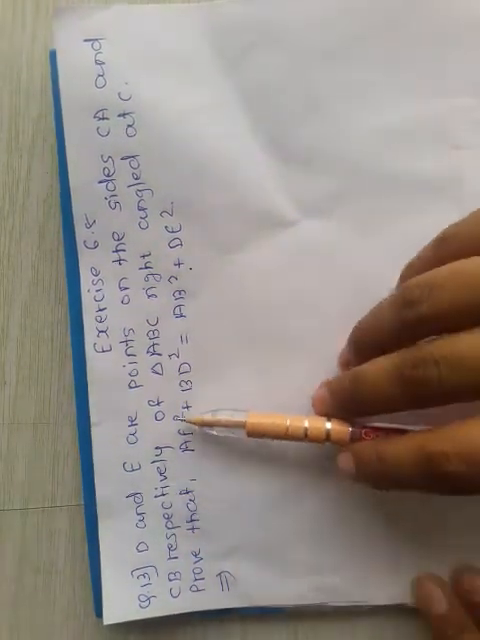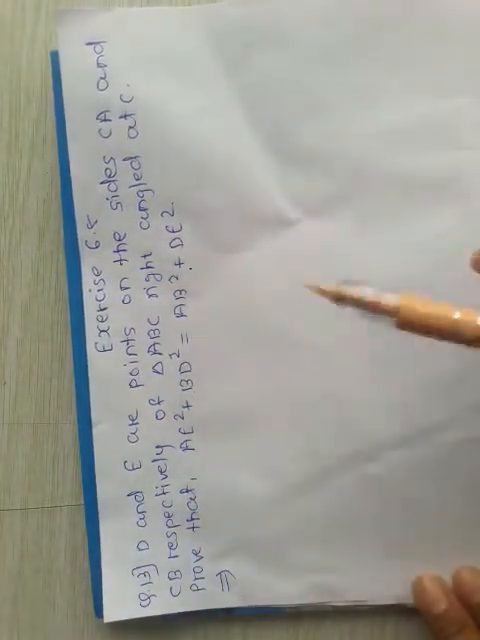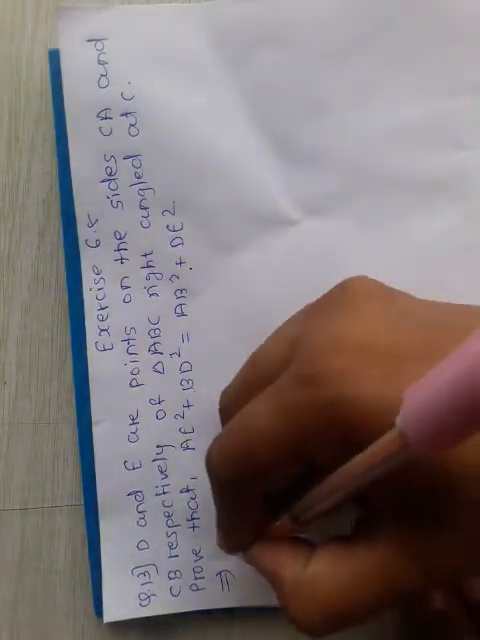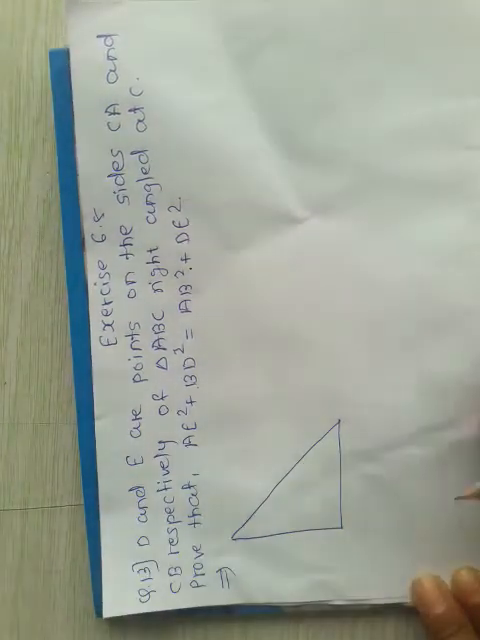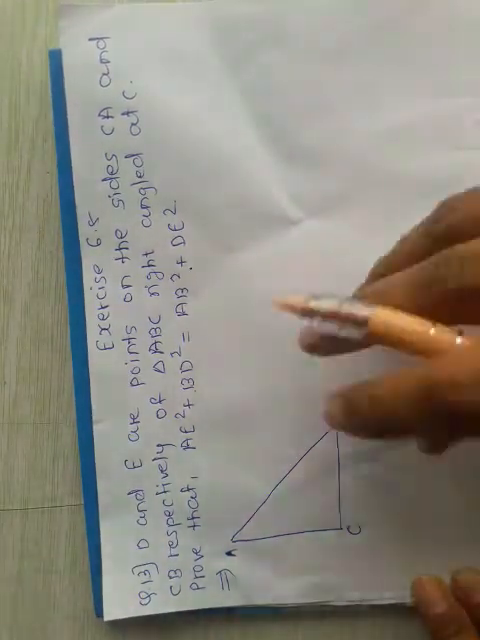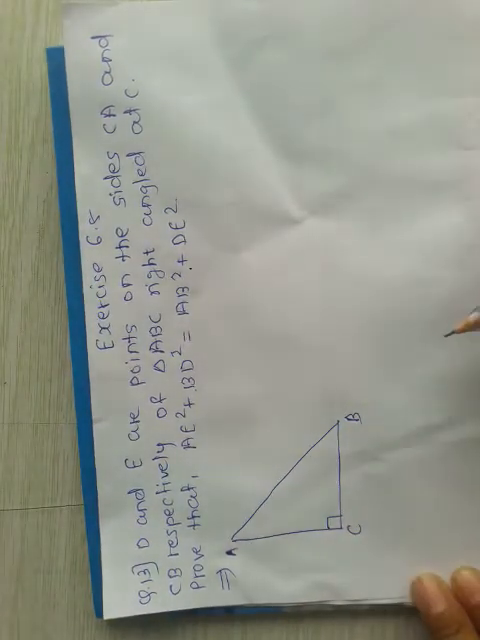So see, D and E are points on the sides CA and CB respectively of triangle ABC. Again, triangle ABC is given to us. So draw the triangle ABC, right angled at C. Right angle at C means what? Angle C is 90 degrees.